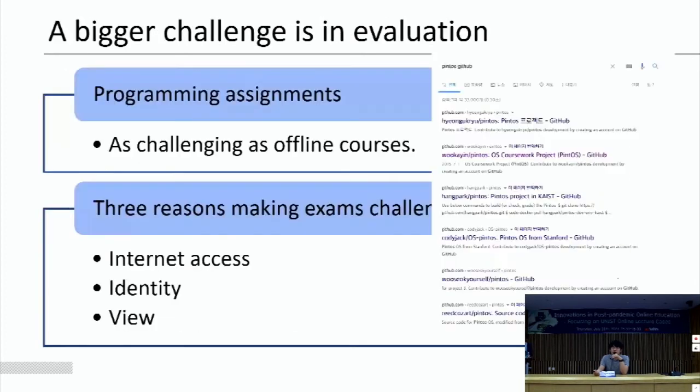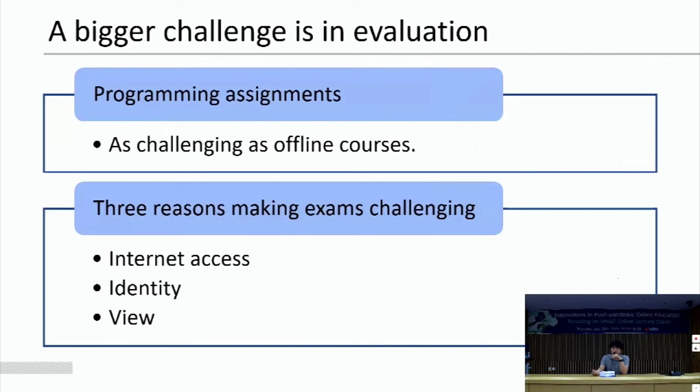But maybe because I'm a security major, there are three reasons why doing exams online is inherently challenging. The three reasons are that we cannot really limit the internet access, although there is software that claims it can, but it is not possible. And it is really hard to identify who is really taking the exam. And we actually cannot see who is beside the students.